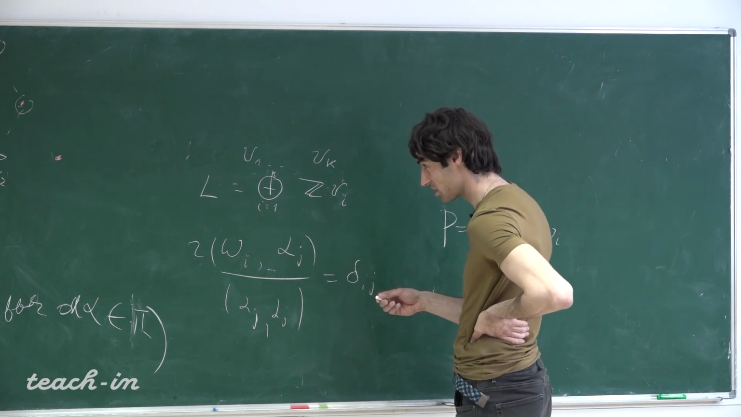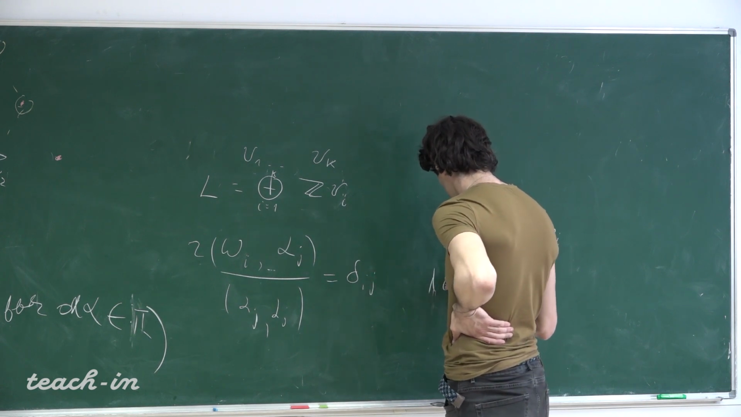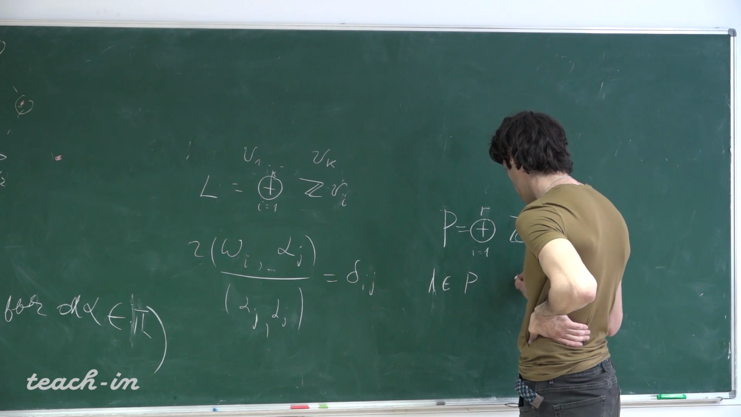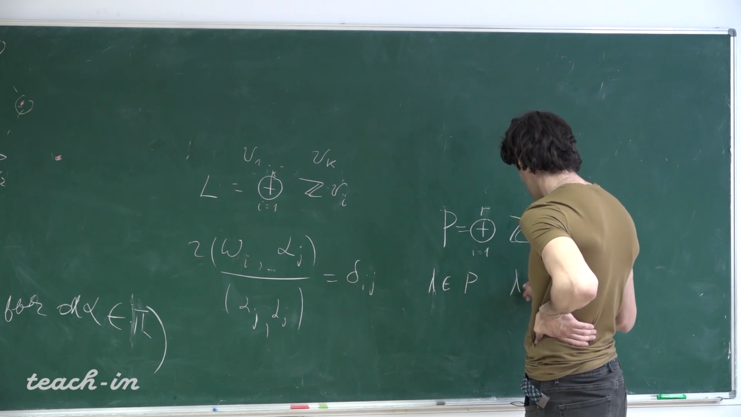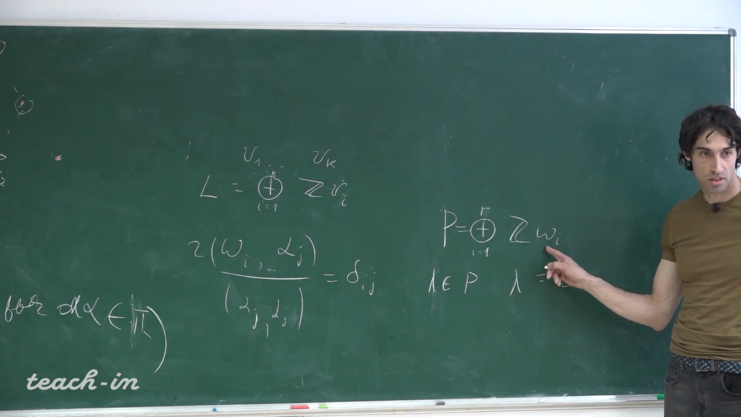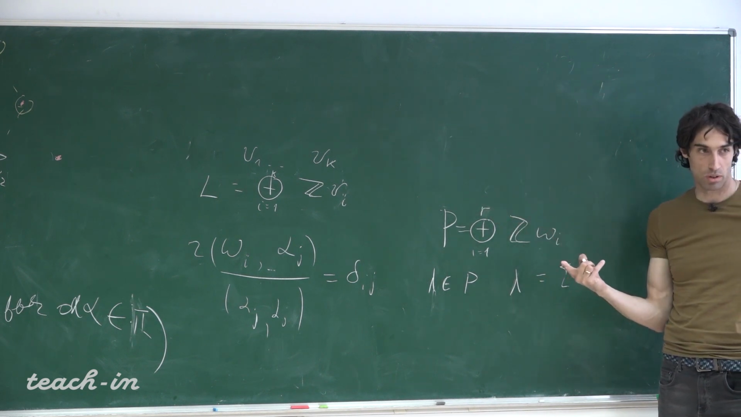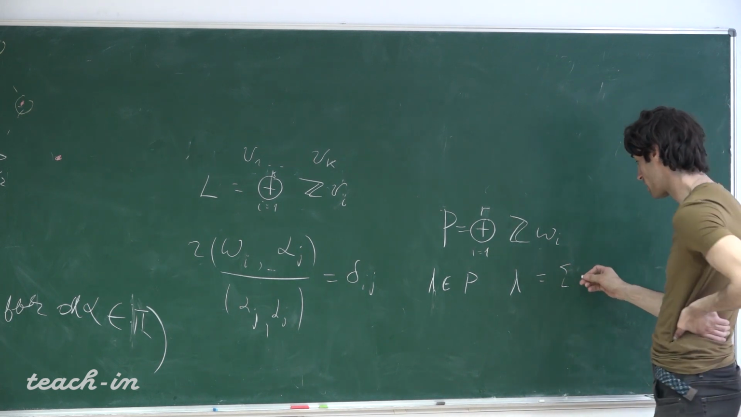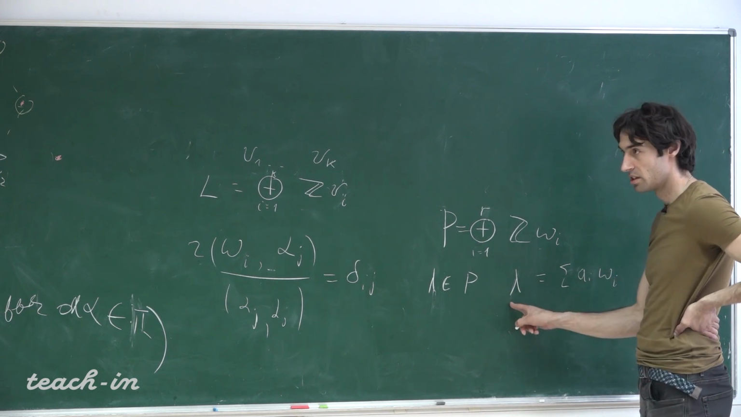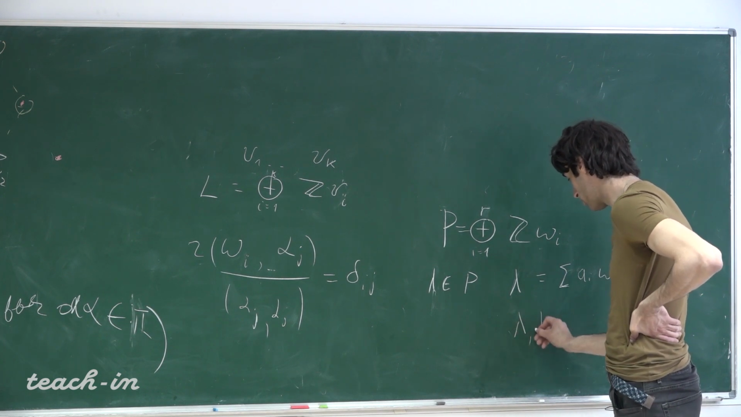Okay, we can just take some lambda from P. We can write lambda as some combination. So this is also a basis, just a different basis. We have basis alpha 1, ..., alpha r, and basis omega 1, ..., omega r. So I can write down some decomposition of lambda in this basis. But then I can take lambda with alpha i's.